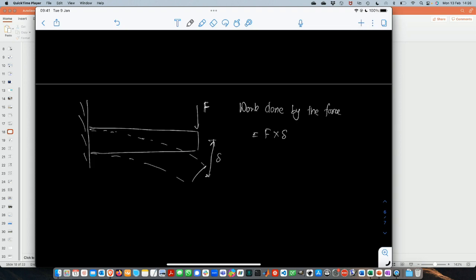But then here, we applied some force. There was some deflection, which means that some work was done. But where did this go into? Any thoughts? So according to our first law of thermodynamics, this is violating our first law of thermodynamics.